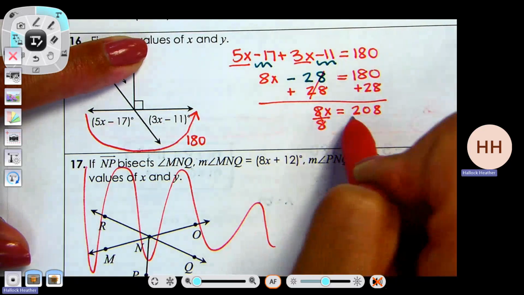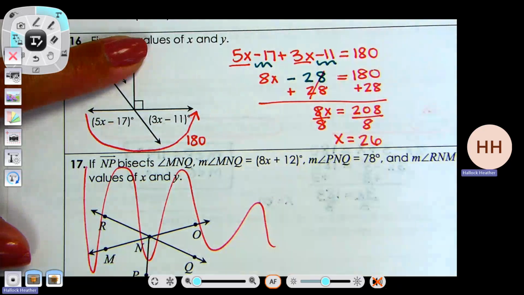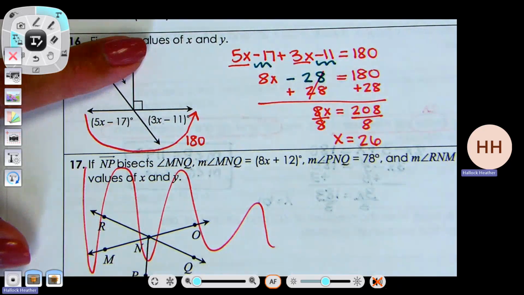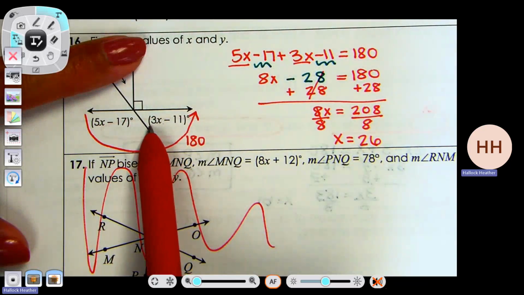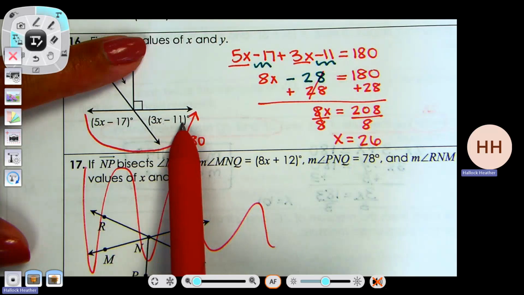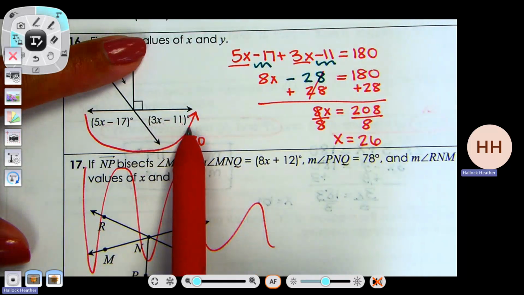So when you divide, what do you get? 26. Okay. So what I mean by let X help you find Y is I'm going to literally take X and plug it back in. So if I know that this angle is 3X minus 11, you don't even need to write it out. Put it in a calculator. What is 3 multiplied by 26 minus 11 going to give me?